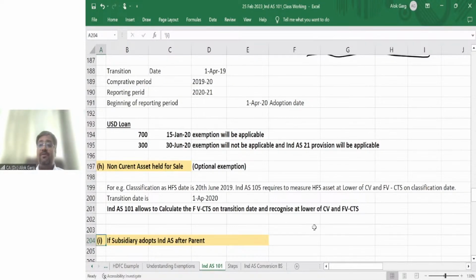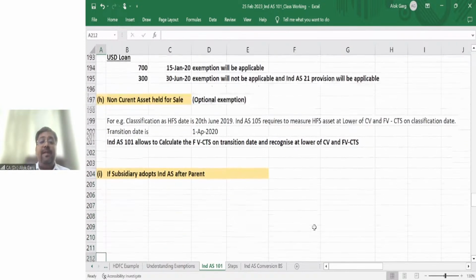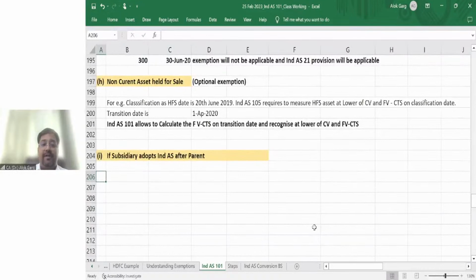Now the last exemption which I am talking about is the subsidiary adopting Ind AS after the parent, which is a very important exemption, right? Okay, everything is clear to everyone so far? As per the feedback I have received from 5-6 participants, yes. Now let's discuss this.